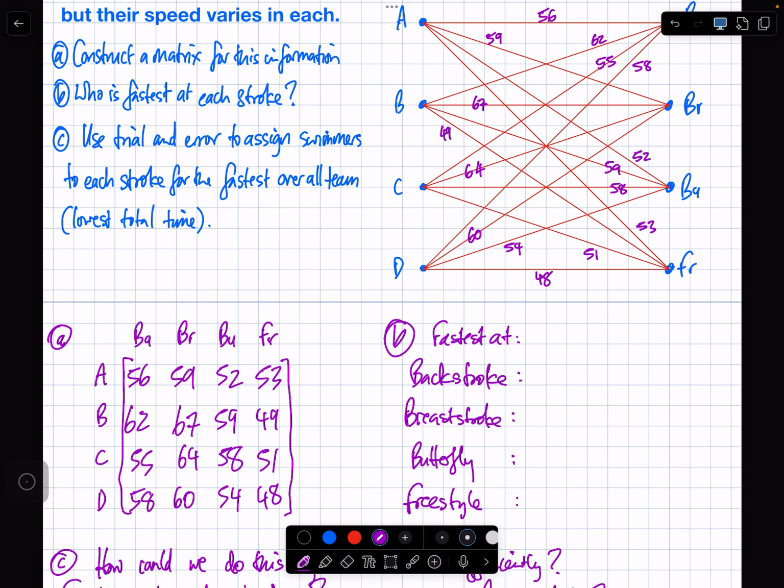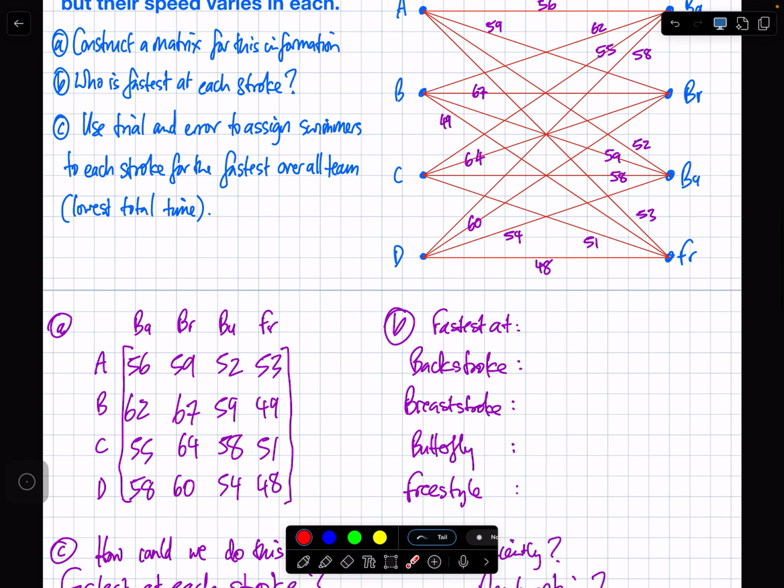There are questions like this in the exam. Every year, there's like 2 questions that ask what does 56 mean, okay? Please don't lose marks for that. If your question was, who's the fastest at backstroke? How would I deal with that? I'd look at the backstroke column. What's the smallest number? 55, that would be C, is the fastest.